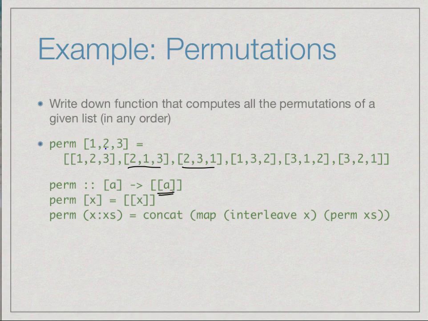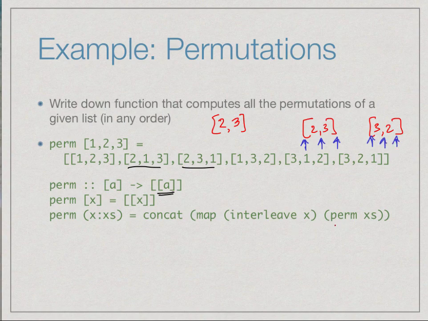Now, if I have multiple values in the list, okay, then the claim is that what I need to do is take 2, 3, the tail, okay, and generate its permutations. So its permutations are 2, 3 and 3, 2 in this case. And then I want to take my new value and insert it everywhere. So I have 1, 2, 3, 2, 1, 3, 2, 3, 1, 1, 3, 2, 3, 1, 2, 3, 2, 1. Right? So what I want to do is take the permutations of the tail and then interleave this head into each of these permutations.